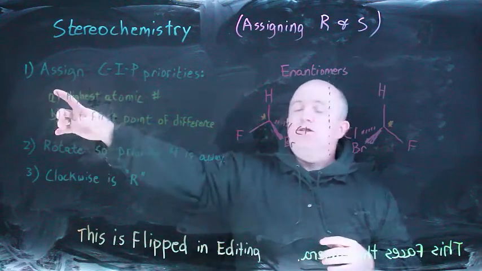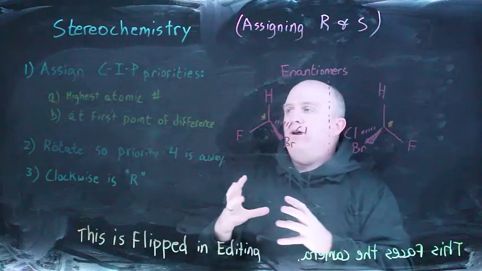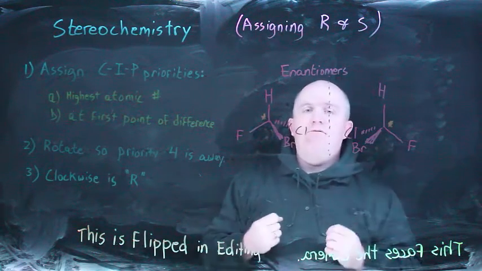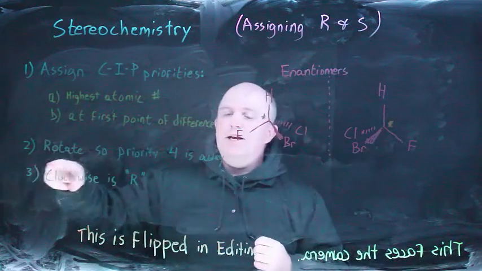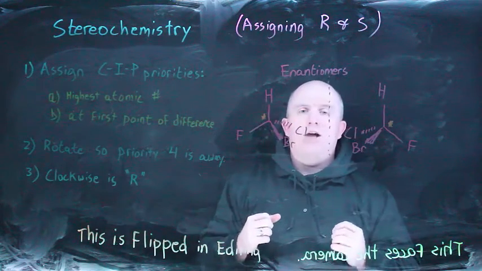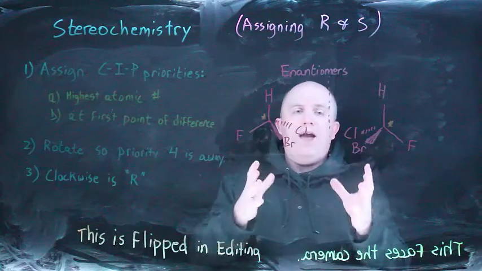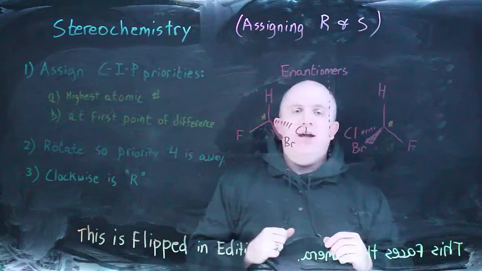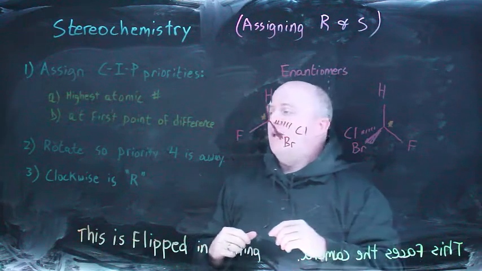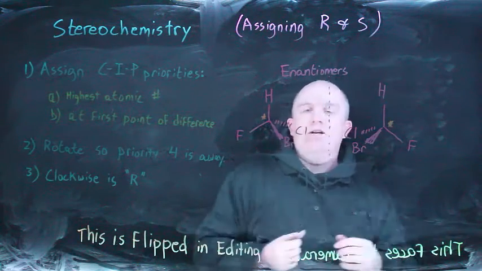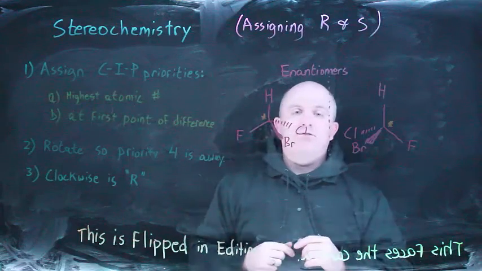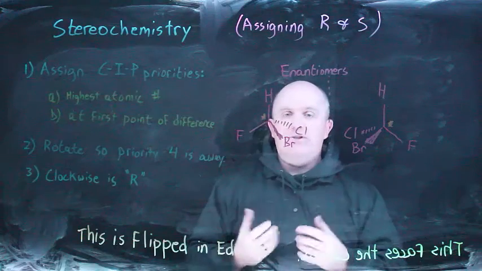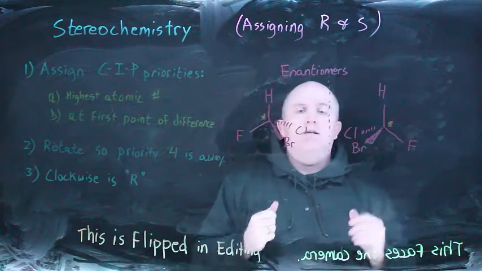So in any event, you can start assigning Cahn-Ingold-Prelog priorities, and that will tell you, hey, do you have 4 unique things? Assuming you have 4 unique things, then what you do is rotate in such a way that the molecule has priority 4 pointed away. And right now, this isn't true. We'll talk about that in a second. And then once you've done that, then a clockwise rotation among the others is an R stereogenic center, and a counterclockwise rotation would be an S. So those are the algorithm procedural steps that you need to follow, but let's assign these guys.